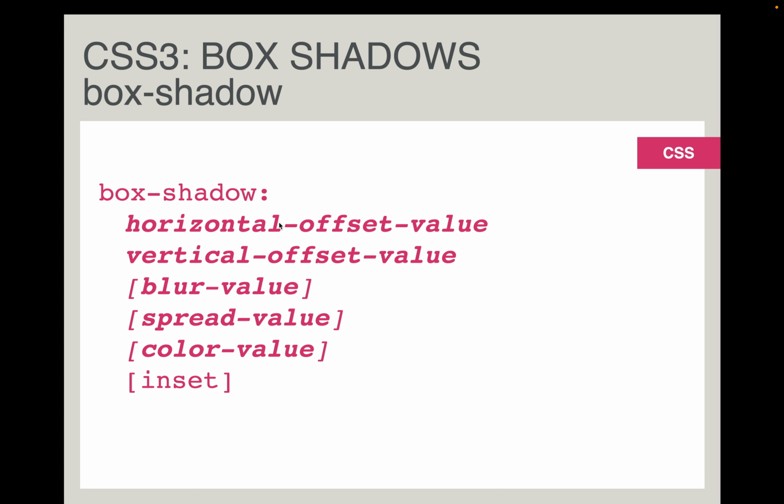The second one is vertical, so that's how far down. Positive is down and negative is up. How far do we want the shadow offset vertically? Blur is how blurry it is, and the spread is how wide it goes out. And then you can also specify color.